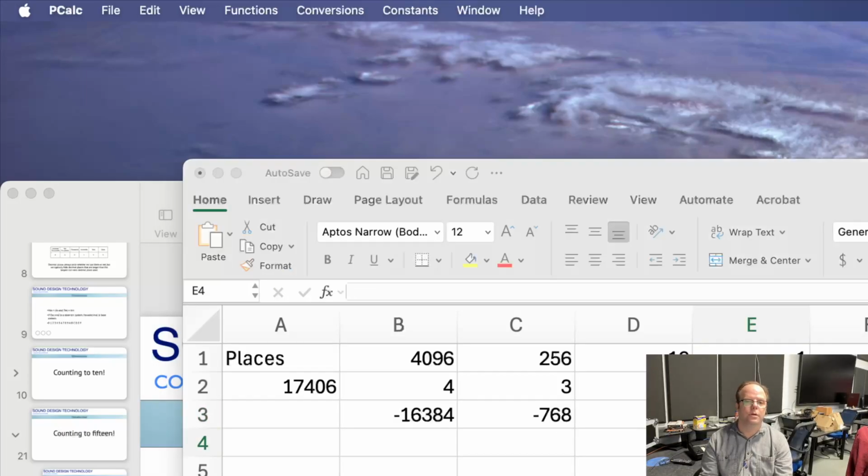Okay, so to get that 14, I was just doing 17,406 minus 16,384 minus 768 minus 240, and I was left with 14, and now I know that's how many ones I need. And we do 14 using the digit, otherwise known as E. Oh, I see. Okay.